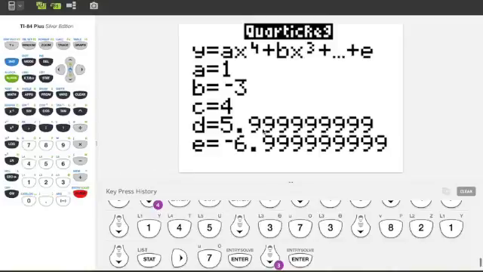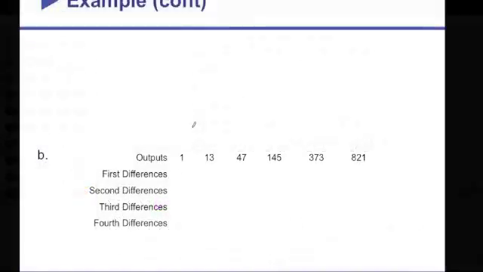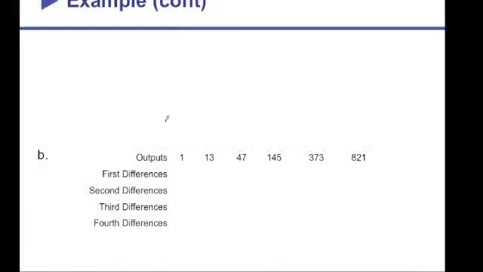Now, notice these didn't come out even. We have a 1 x to the fourth minus 3x cubed plus 4x squared. We'll round this to a 6. We'll round this to a negative 7. Here we are back at our PowerPoint, and we found out that y equaled 1x to the fourth minus 3x cubed plus 4x squared plus 6x minus 7.